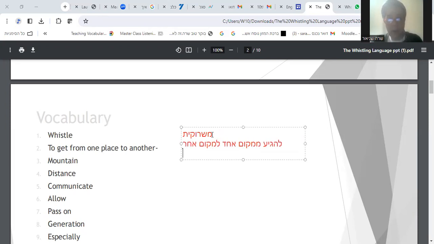The next word, mountain, a mountain. Sinai Mountain, Carmel Mountain, Tavor Mountain. What other mountains do we know? Mont Blanc Mountain, okay?